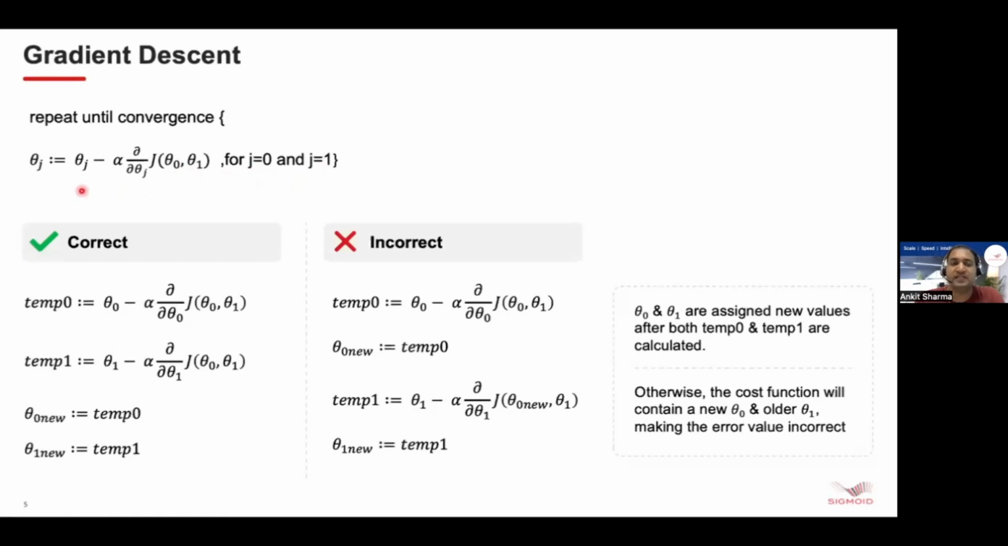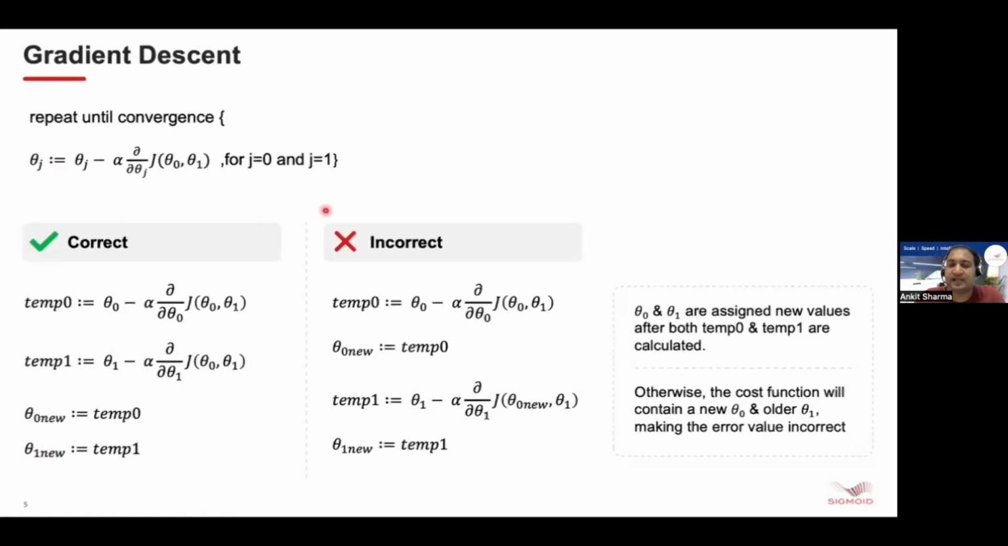Now with each iteration, there are two ways of calculating your thetas. The first one is the correct way. We are going to simultaneously update your theta values. First we are going to calculate temp0, which is theta 0 minus alpha times the partial derivative of your cost function. In a similar way, we are going to calculate temp1. Once we have calculated both temp0 and temp1, we are going to simultaneously update the new theta 0 and theta 1 in the cost function and then iterate the same process again.